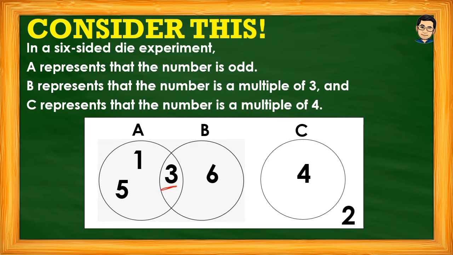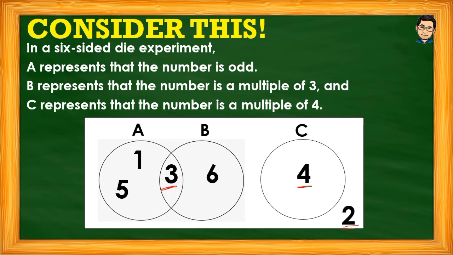Okay. So, yung common elements nila, yung intersection, laging nasa gitna. Okay. And then, for C, C represents that the number is a multiple of 4. So, out of the 6 numbers, 4 lang po ang multiple ng 4. And then, as you can see, meron tayong number na nasa labas ng mga circles. Ibig sabihin, hindi belong dun sa circle na yon. And this is the element 2. Okay, 2 is not an odd number. 2 is not a multiple of 3. And 2 is not a multiple of 4. Kaya nasa labas po siya.